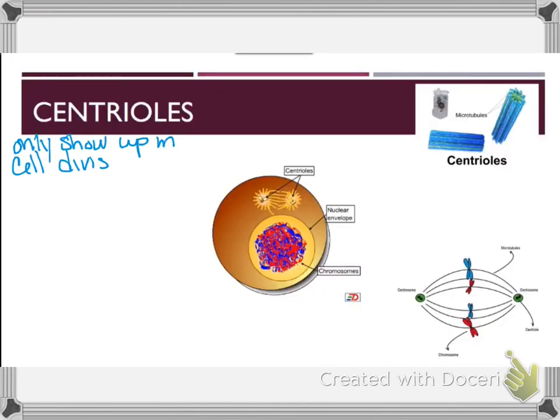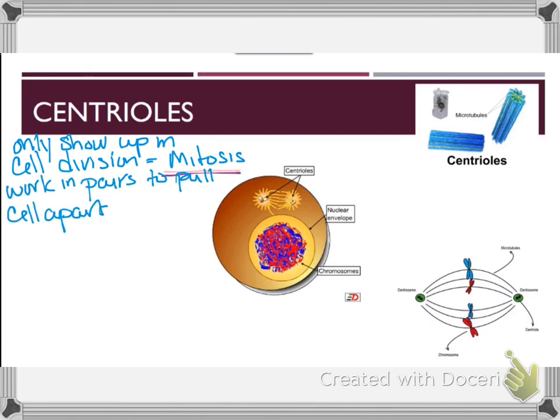The centrioles. Centrioles only show up in cell division. Cell division is also called mitosis, and we will talk about that later in the year in like 4 or 5 weeks. They work in pairs to pull the cell apart. You can see them here. There's 2 here, and there's 2 here, so there's 2 pairs.